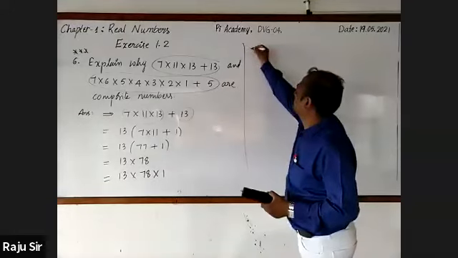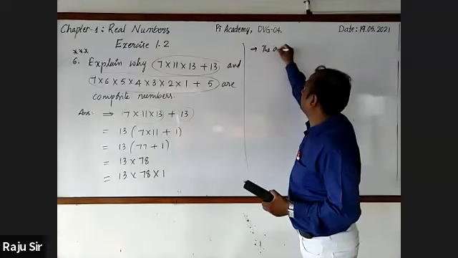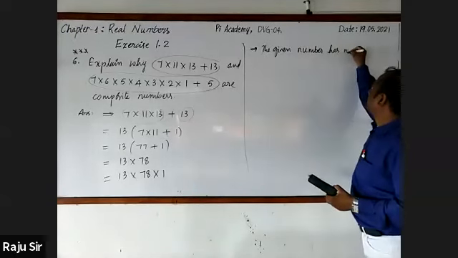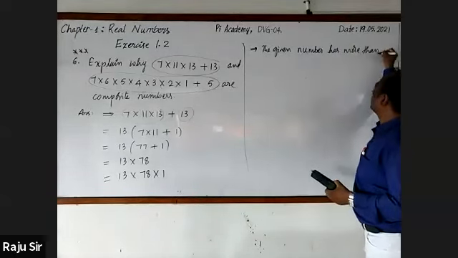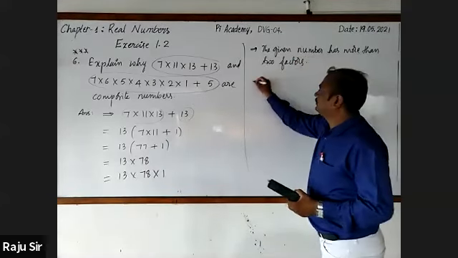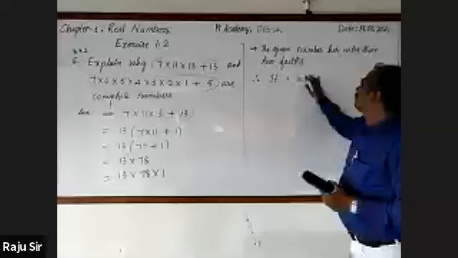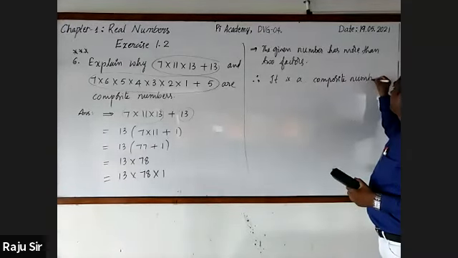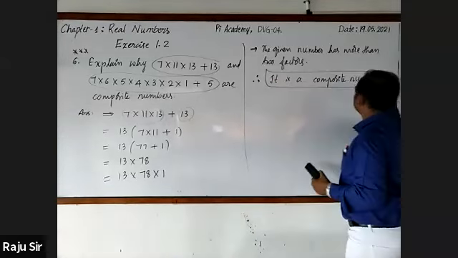The given number has more than 2 factors. Therefore, it is a composite number. So this is the explanation.